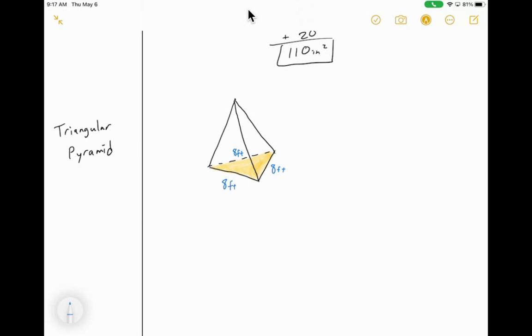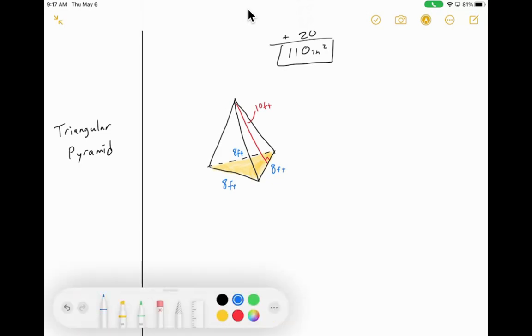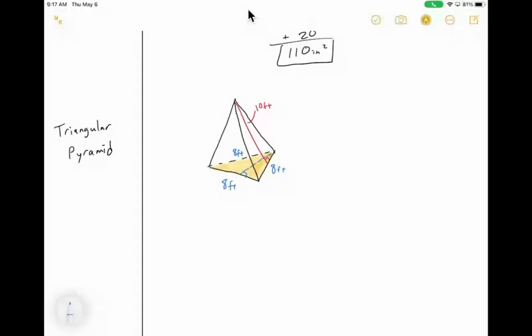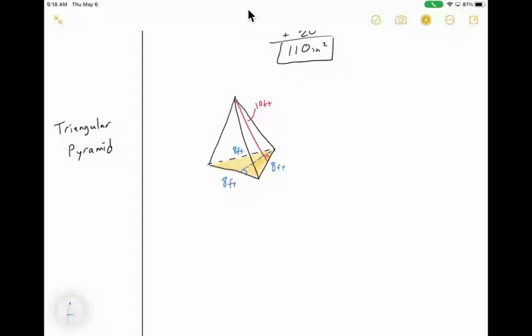All right, now this is where it gets tricky, okay? First of all, we do want a slant height. And I'm going to say right here, this is going to be 10. But there's another number that we need. The other number that we need is the height of the triangle base. So this is getting real confusing here. All right. Which is this right here, we'll say this right here is 6 feet.